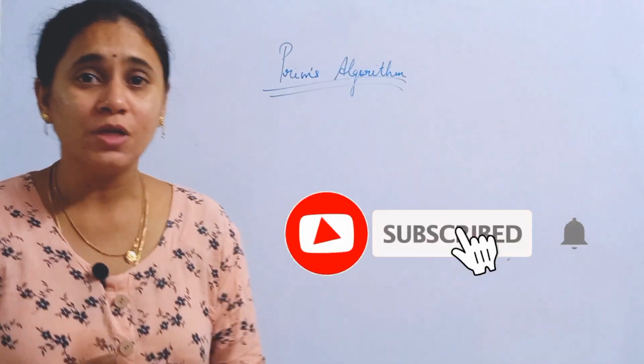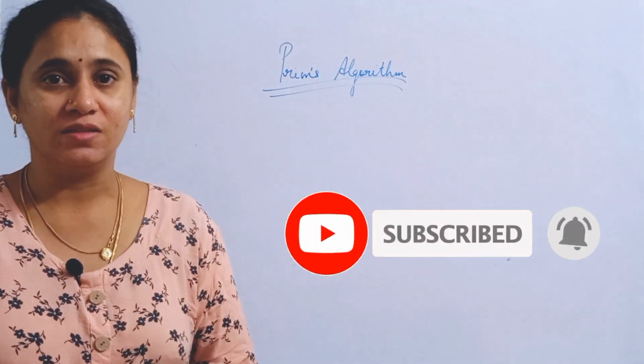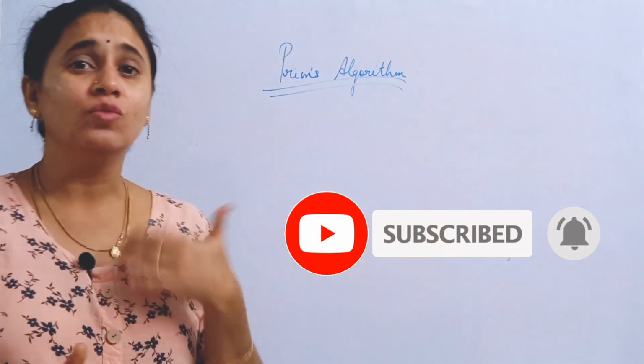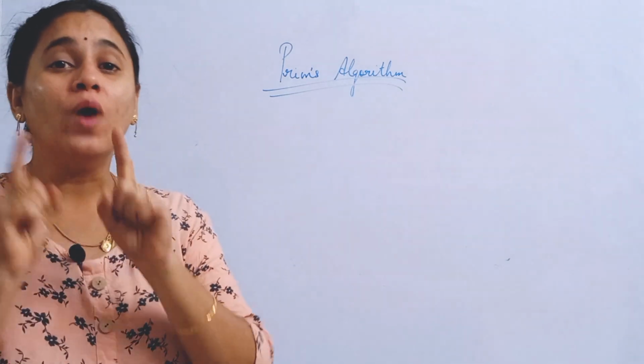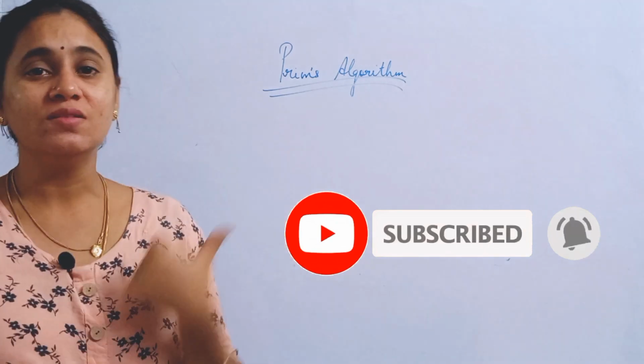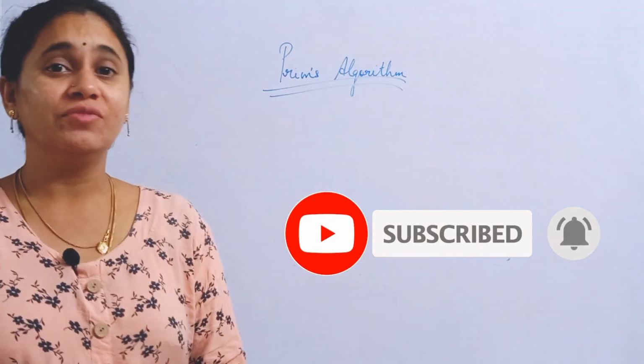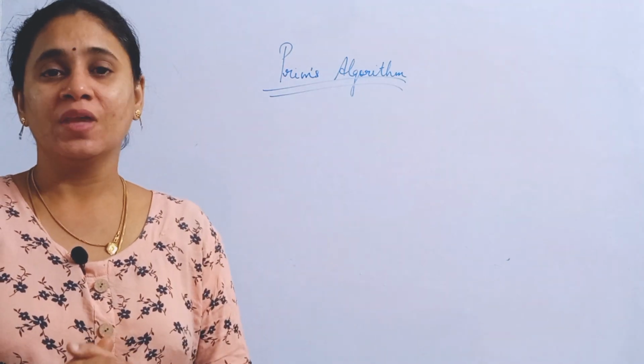So what is Prim's algorithm and how are we going to implement it? It is similar to Kruskal's algorithm, but only one difference is present in this algorithm. What is the difference? I am going to tell you that.